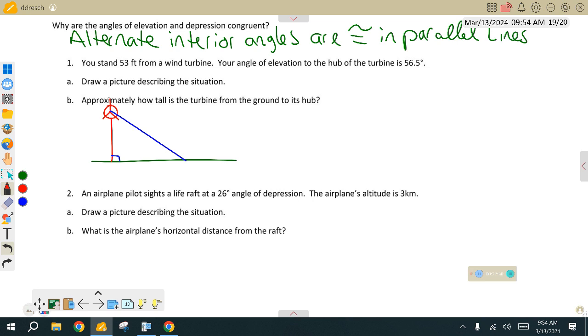So, where are those labels going? You stand 53 feet away from it. And your angle of elevation now. Where are you at in your angle of elevation to the hub of the turbine? So I've got two angles up here, top angle and bottom angle. Where's that going to go then? It's the bottom one, right? Where are you at? Where's the hub at? Everybody's got this imaginary horizontal line. You're at the ground, and where's the hub? It's up in the air. So where's that angle got to be? It's got to be down there at the bottom with the ground. 56.5 degrees.